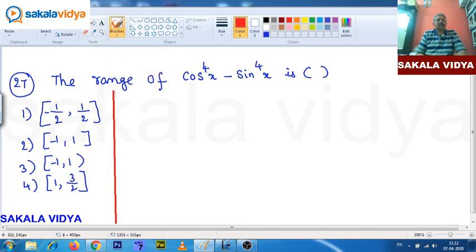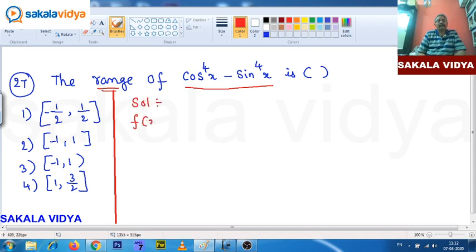Okay, we need to concentrate. The range of cos x to the power of 4 minus sin x to the power of 4. First, we need to make a plan. Cos x to the power of 4 minus sin x to the power of 4 can be factorized using the a square minus b square formula, which we can write as a plus b into a minus b. So now see the solution.